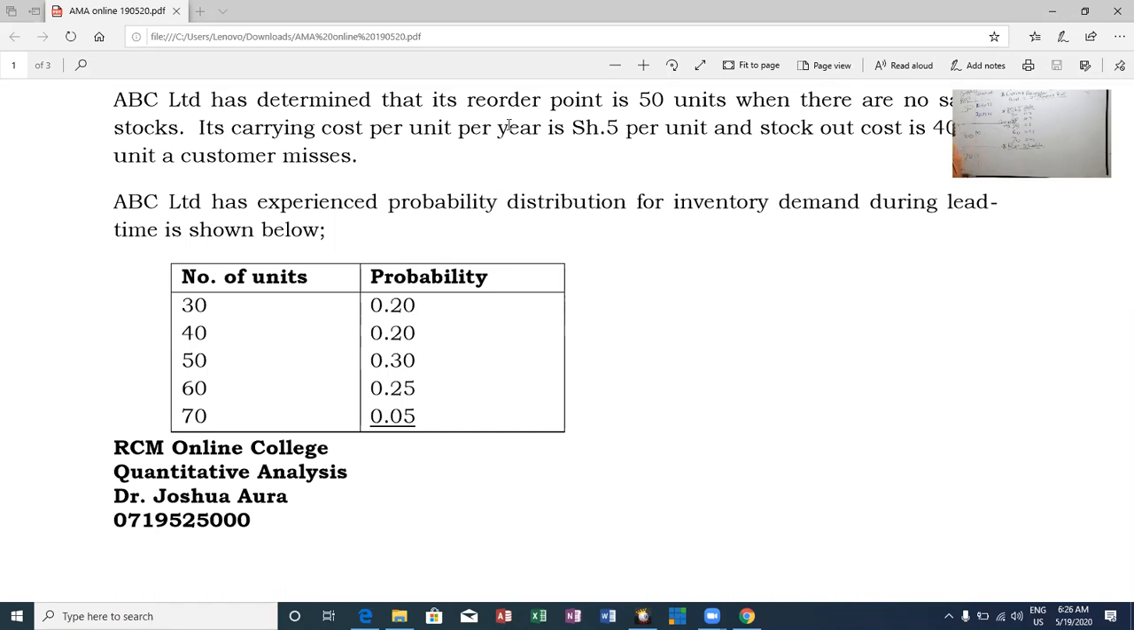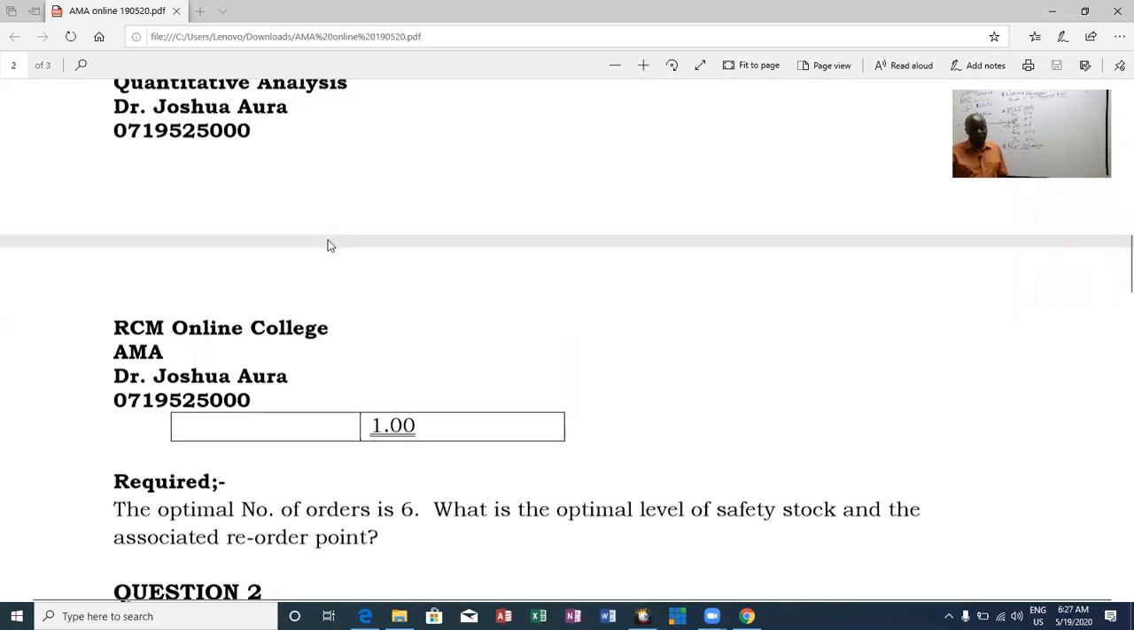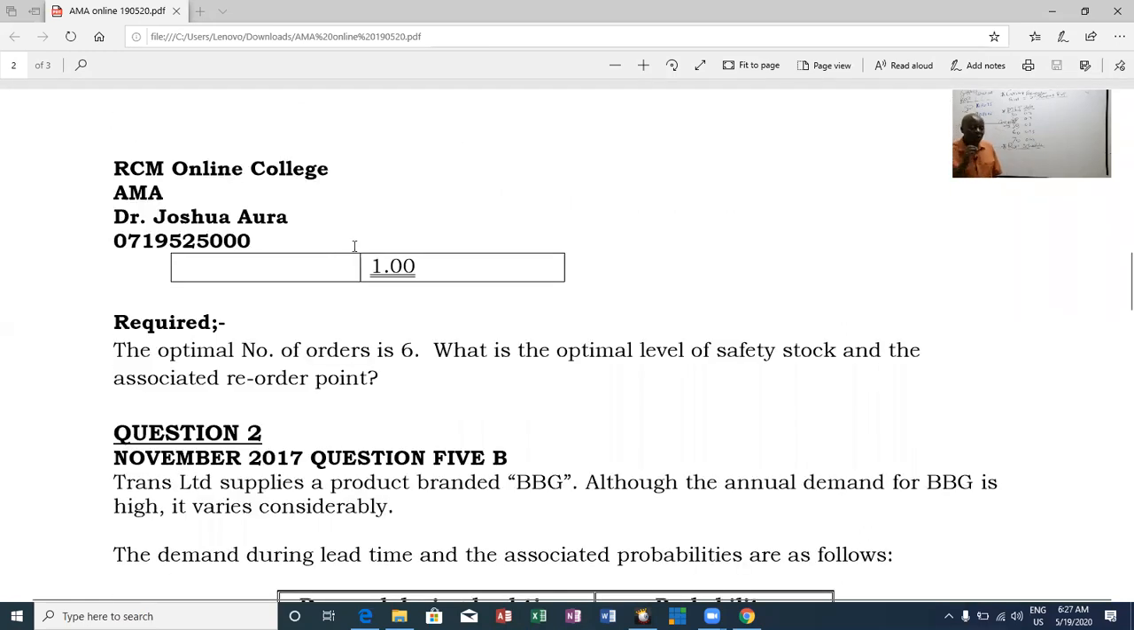Now, ladies and gentlemen, I would want you to understand this once and for all. This stockout unit you've been able to give us is the stockout unit per cycle, one order. And of course, we're going to have as many cycles as the orders that we have. So like in the question, if you read the requirement, if you go to the handout, they give you the optimal number of orders. The optimal number of orders they're giving us there is 6. And that's where you multiply this with the number of orders to get the annual stockout units.